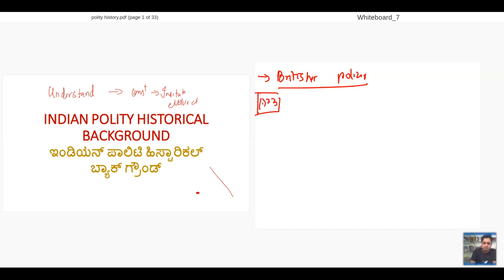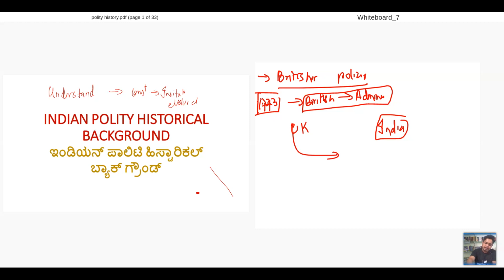In 1773, Britishers entered India. I mean, they started controlling and administering India. Now Britishers want to administer India. How would they administer it? They are sitting somewhere else in the UK, and we are in India. So they need to influence us. How can they influence us? Is there anything matching, be it culture, language, communication or knowledge base? No. So they need to communicate with us.